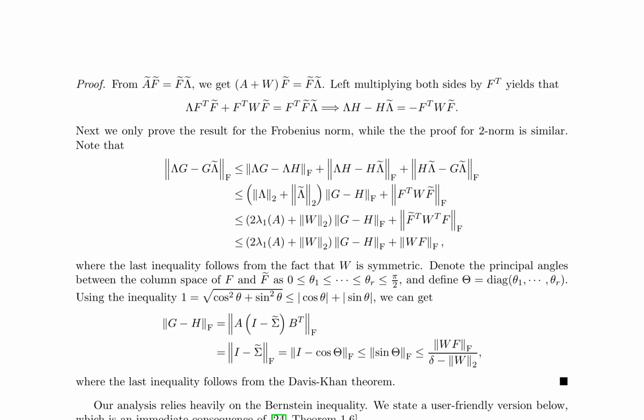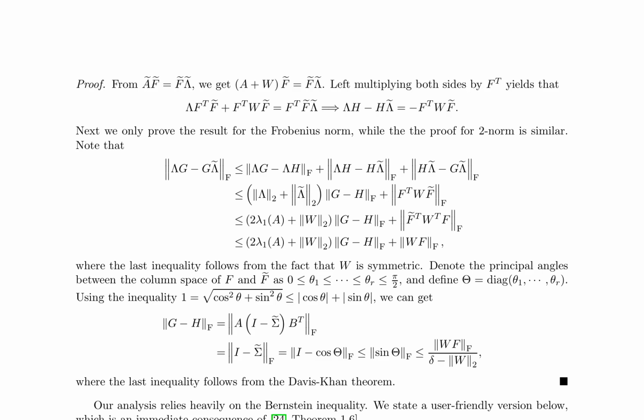The first proof demonstrates that the difference between two matrices, G and H, can be bounded by the product of the difference between their corresponding matrices, F, and the norm of the matrix W. This is achieved through a series of inequalities, including the use of the Davis-Kahan theorem.